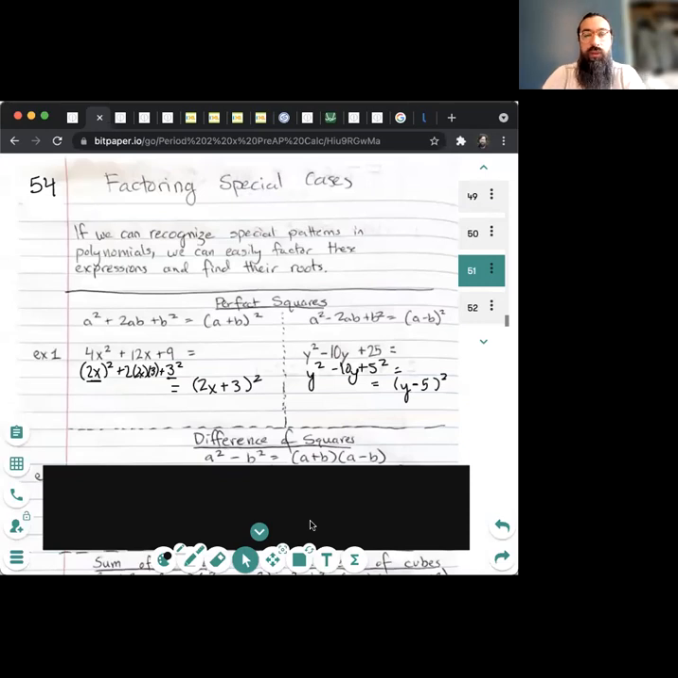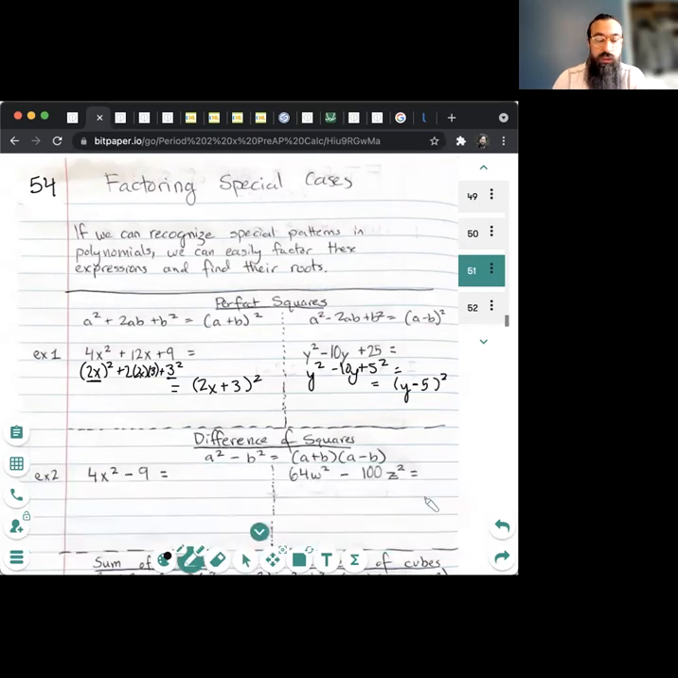That means you're ready for the next section. You've got it down. Here's difference of squares. It's going to feel similar, but it is different. a squared minus b squared is equal to (a plus b) times (a minus b). So let's go ahead and get that down, and then we'll do this example.